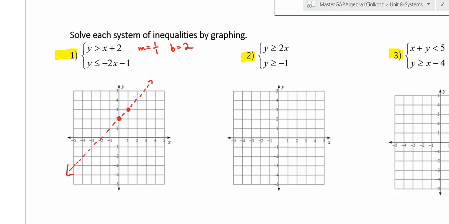For our next one, I'm going to do this one in blue. It's already solved for y, so we can identify m and b rather quickly. Here it's negative 2 over 1, and b is negative 1. So I'm going to go down here to negative 1, and then negative 2 means go down 2, positive 1, right 1. So down 2, right 1. Now this one has the line underneath, so that means this one gets to be a solid line.